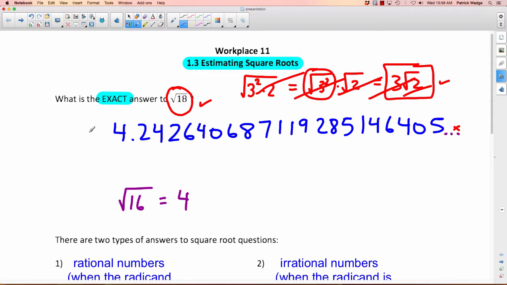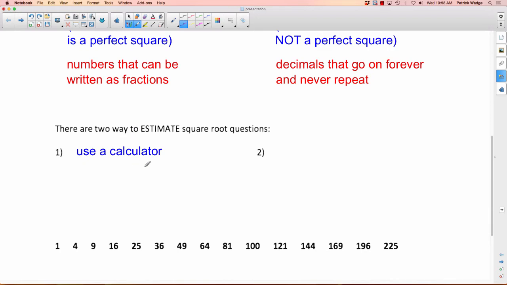So here's what we can do. Rather than saying that the square root of 18 equals this, you can put two symbols here. You can put the dot on top, which means is approximately equal to. Or you can do the wavy thing, which also means is approximately equal to.